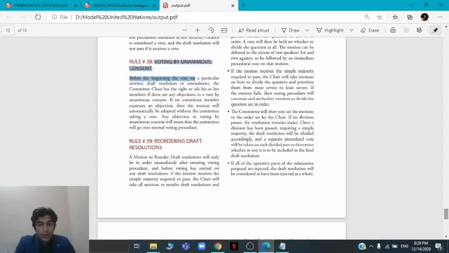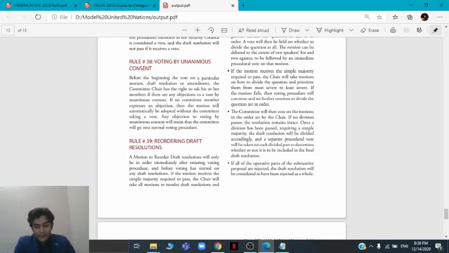What happens in unanimous consent is that the chair asks in a very loud voice if anyone is opposing this draft resolution, and if no one opposes it, then the draft resolution is passed and there is no other concept. Reordering draft resolution is particularly important if you are willing to get your draft resolution passed.